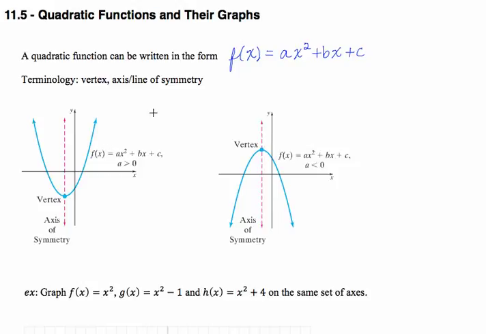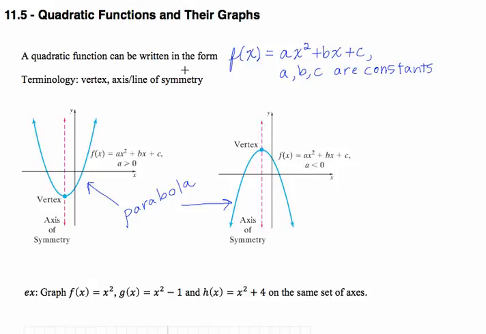Okay, when you graph them and you plot points, you get something of this shape. Now that shape is called a parabola. All quadratic functions have the shape of a parabola. Okay, and I should mention up here, a, b, and c are just constants. They're just numbers.